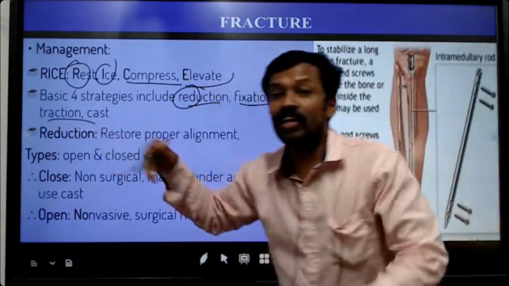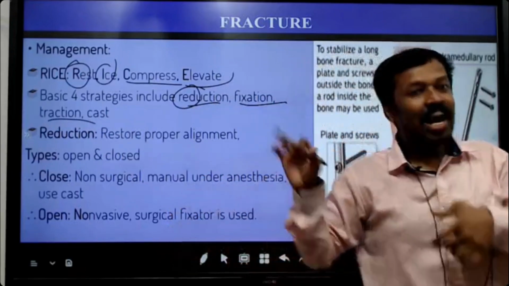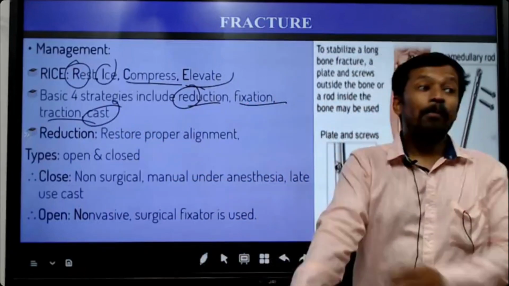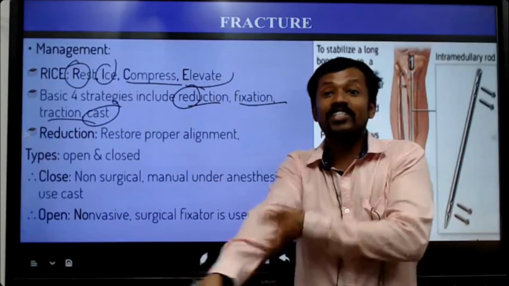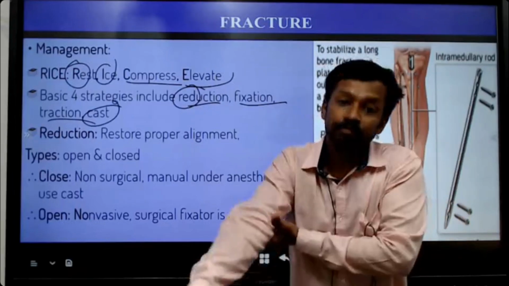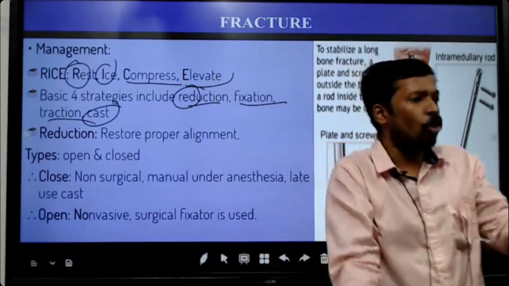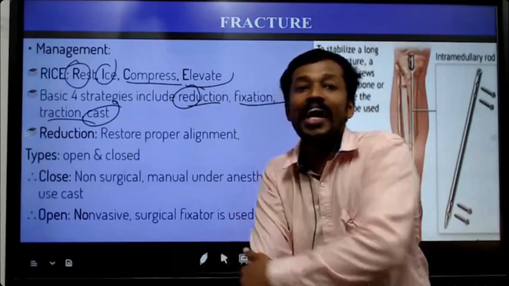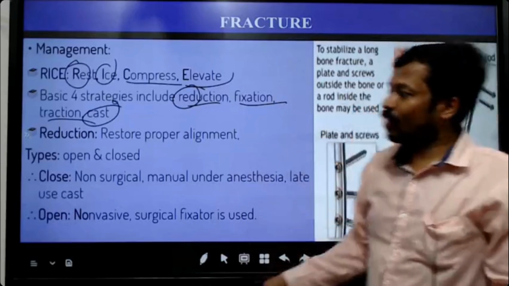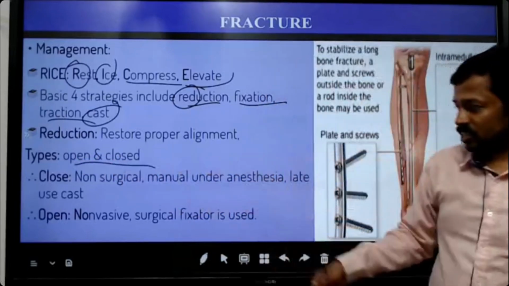Then traction. Already we discussed it now. Traction, counter traction. Then casting. What is casting? Plaster of Paris, isn't it? Then it is synthetic as well as fiber, and POP, plaster of Paris. That we will do casting, isn't it? These are the four different methods. And one is open and closed. Already we discussed, isn't it?